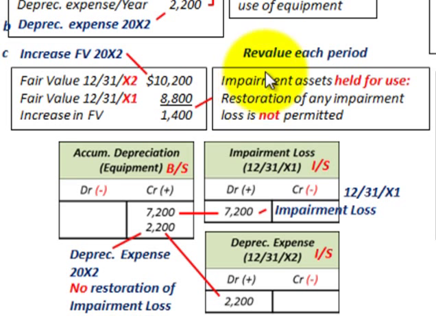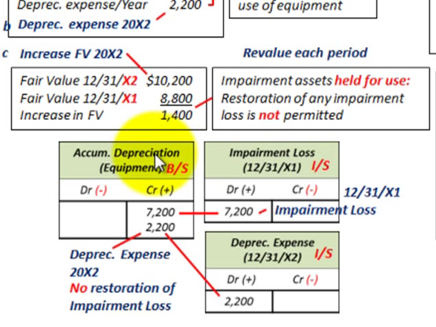Now, with this impairment of assets that are held for use in the future, restoration of any impairment loss is not permitted. So we've had the increase in fair value, but we wouldn't restore it to our asset, because again, since it's held for use in the future, restoration is not permitted.